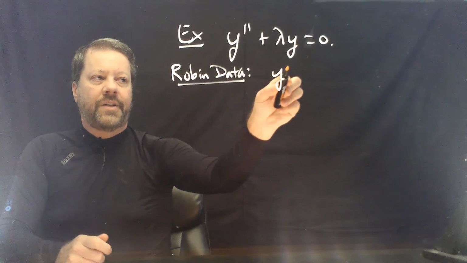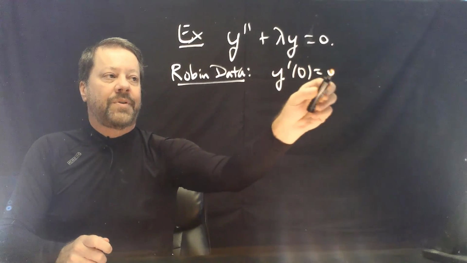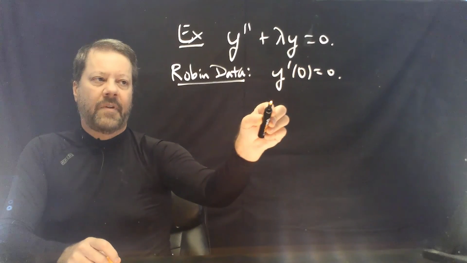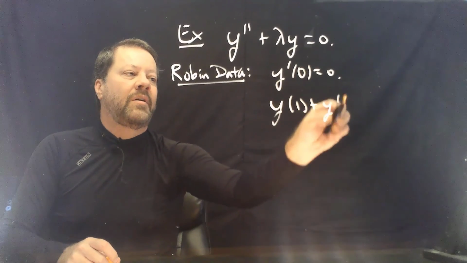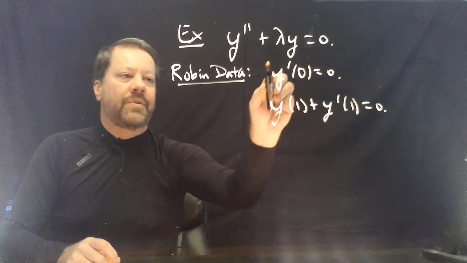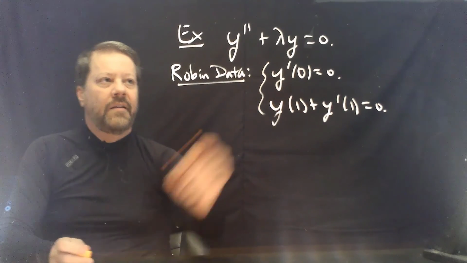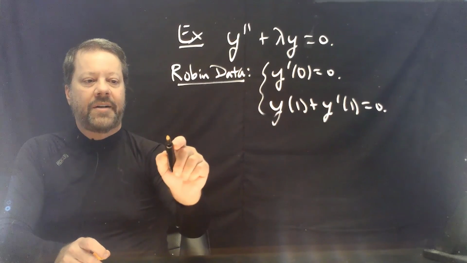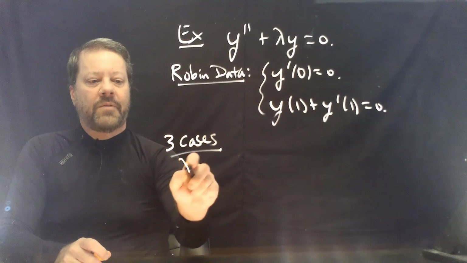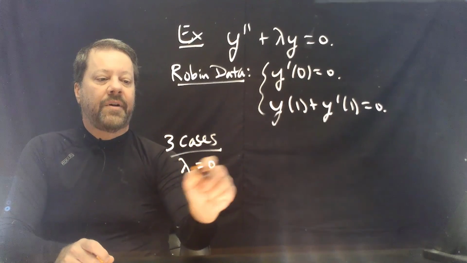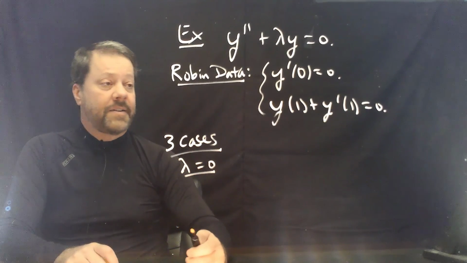The first condition will be y prime of 0 equals 0. The second condition will be y of 1 plus y prime of 1 equals 0. There are 3 cases to consider. We'll start with lambda being 0, since that's fairly simple.